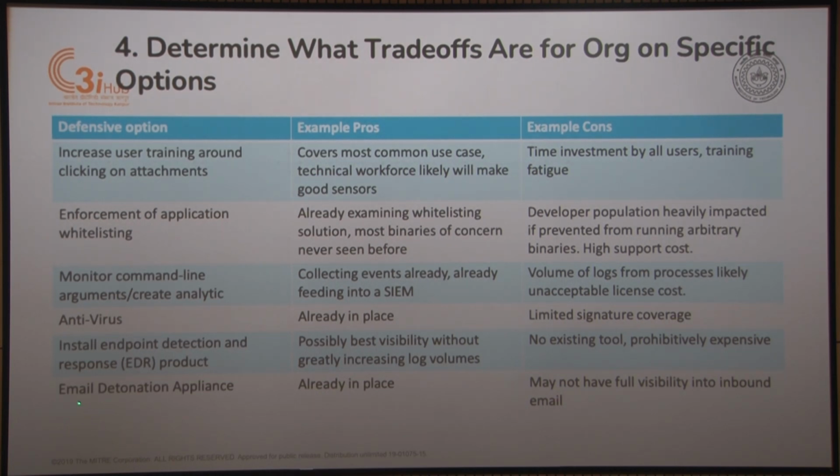Also, we can recommend an email detonation appliance, in which email is analyzed in a sandbox environment before delivering it to the user. We saw that this is already in place, but again the emails were encrypted in transit, and that may not give full visibility of all incoming packets to the network, because they first get executed and checked in the sandbox environment, and only then get delivered to the user's email box.